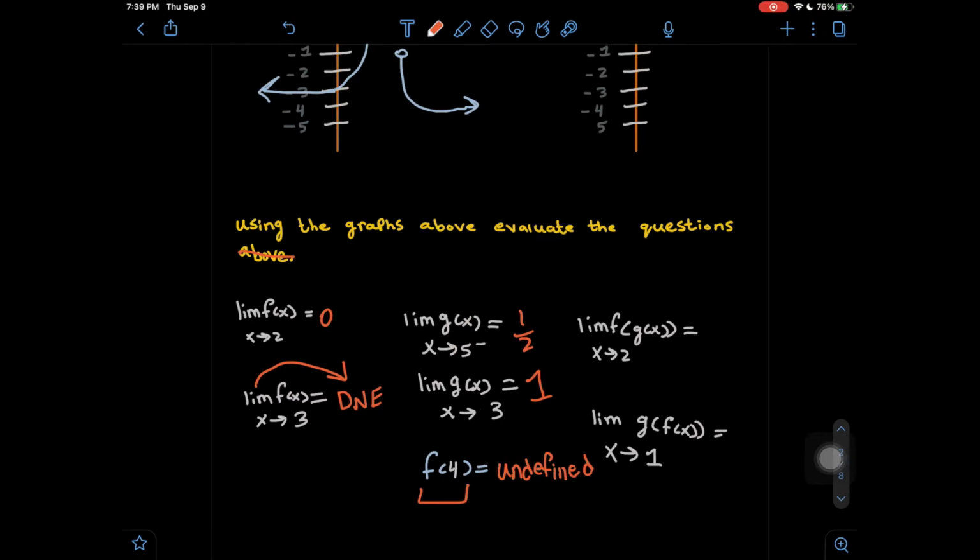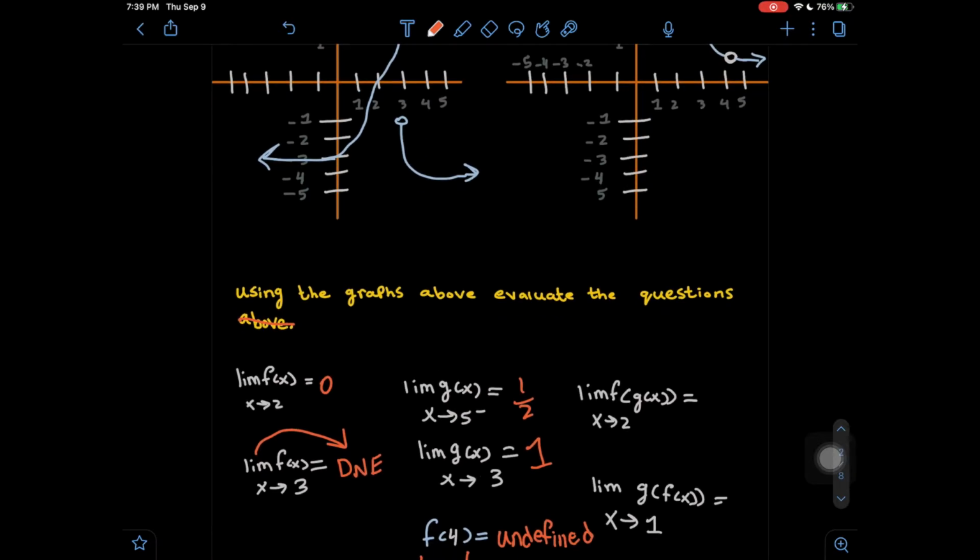Let's go ahead and go to the last two problems of this set. So now, we have the limit of f of g of x as x is approaching 2. Whenever you have something like this, you can think about it like you're taking the limit of the inside, and then you're taking the limit of the value you get after that.